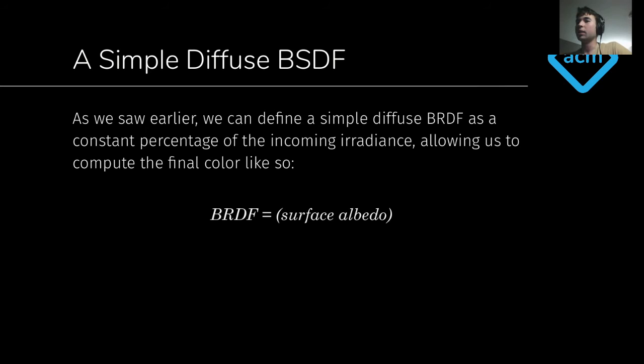Okay, so let's look at a simple diffuse BSDF, or BRDF, or whatever. As we saw earlier, we can define a simple diffuse BRDF as basically a constant percentage of the incoming irradiance. So we can compute the final color like so, or basically just have a color called, in computer graphics terms, the albedo, which is just the color of the surface. And you have to make sure all the colors are between 0 and 1.